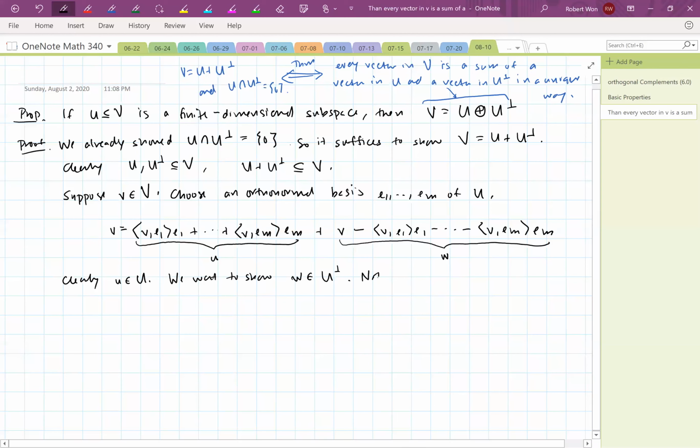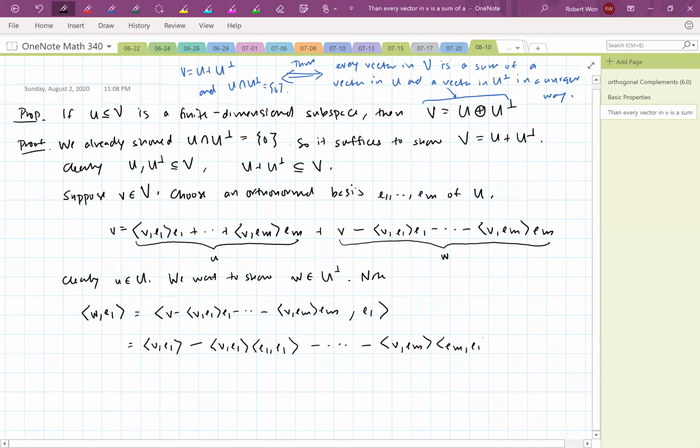So now note that if you take the inner product of W and say E1, what do you get? This is W, and let's take the inner product with E1. Okay, but inner products are linear in the first slot, so I can break up this inner product. So the first thing I get is the inner product of V with E1 minus, also I can pull out scalars, that's a scalar, and then I get the inner product of E1 with E1. Then I keep going, and I can pull out the scalar and get the inner product of EM with E1. There, I just use the linearity of the inner product in the first slot.